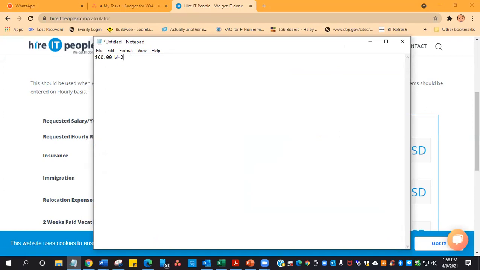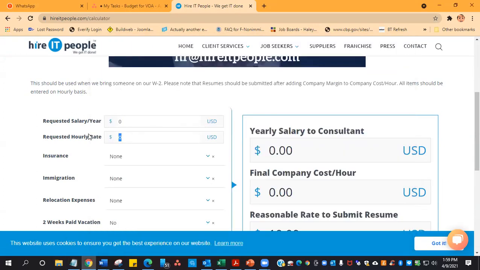Now you have to be smart. Now you have $60 an hour. As we spoke before, the initial markup is 12%. So after the 12%, you are only at $50 an hour, which is what you have in your hand to play with, to offer. So let's say the candidate comes to you and says, okay, hey, I need $40 an hour.